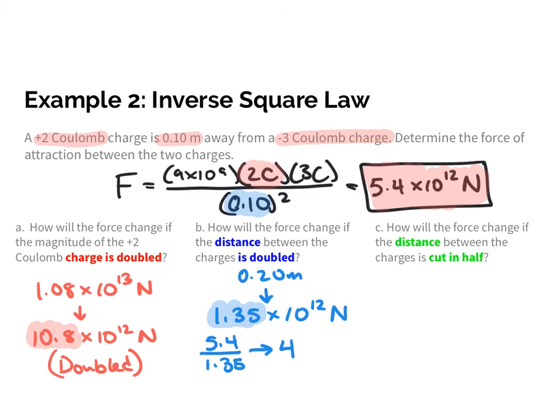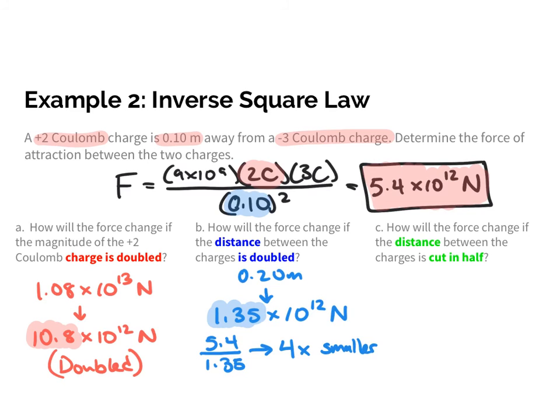So this decreased by a factor of 4, which means it was cut into a fourth. And this is what's called the inverse square law. When I doubled the distance, it didn't just cut the force in half, it cut it into a fourth. So it's technically 4 times smaller. That's what's known as an inverse square law.